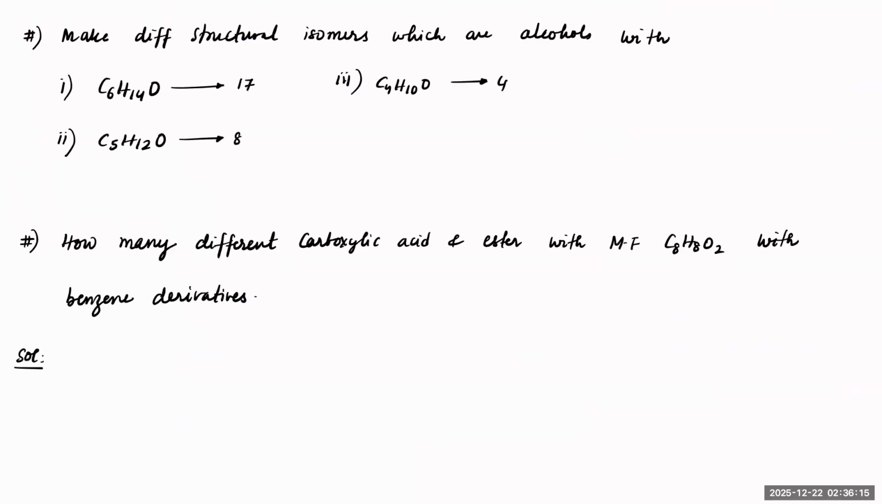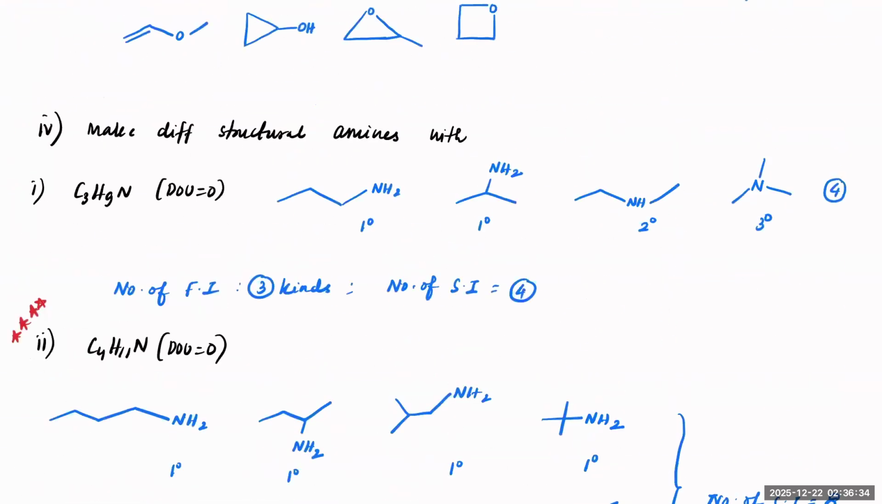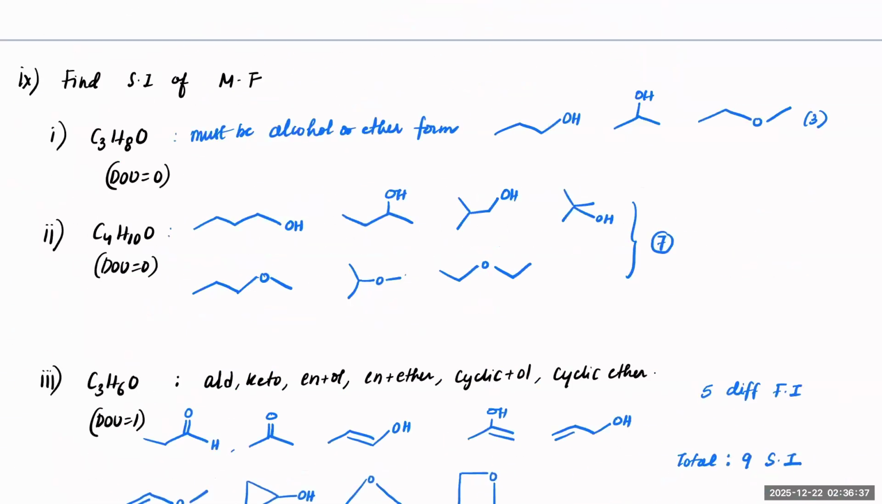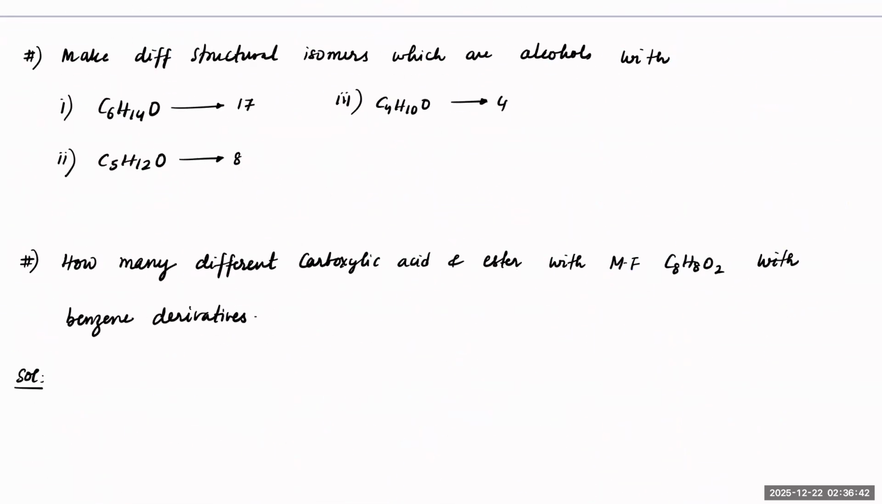See the next possibility. When you are trying to make the different number of isomers with alcohols, only alcohols, right? Only with C6H14O you can get 17 different alcohols. With C4H10O you can get 4, which we have derived already. You can see here, for this we got 1, 2, 3, 4 different alcohols. Like that, if you have C5H12O, in that case we will get 8 different alcohol forms.